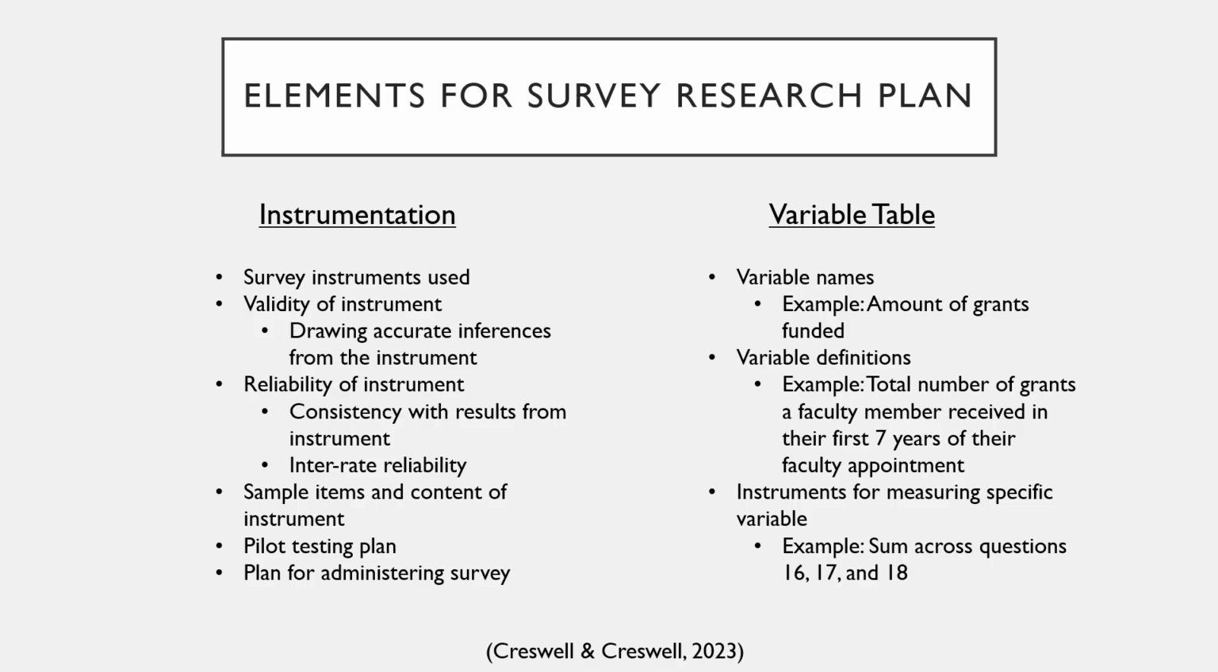Then you want to talk about the sample items and the content of the instrument. So you want to include samples of your instrument in your research plan. You want to include any of the major sections of the content and any scoring criteria. For example, if you're using continuous scales, which would be strongly agree to strongly disagree, or if you're using categorical scales, which would be like yes, no, or rank of importance.